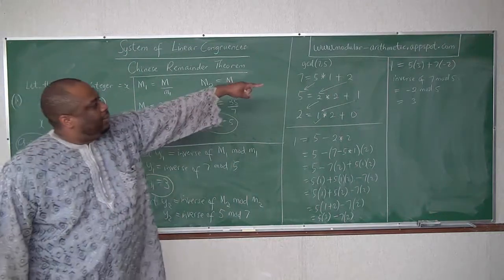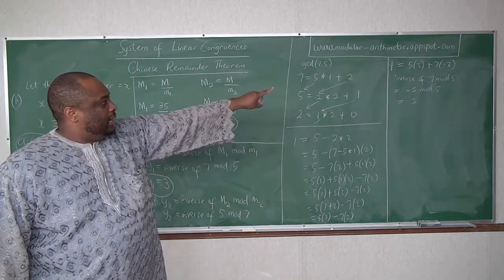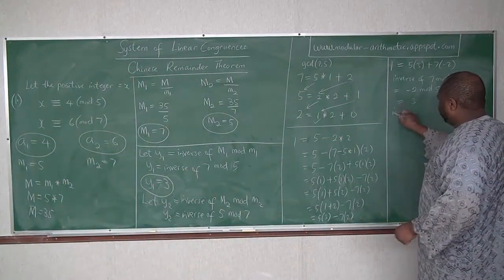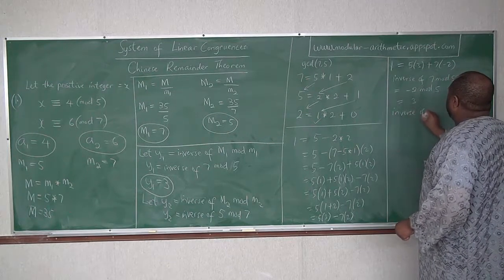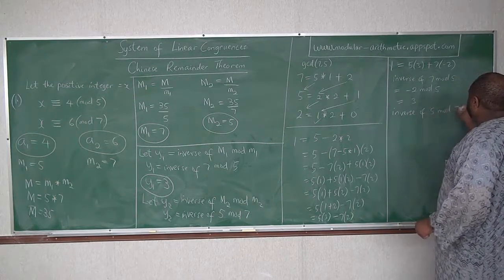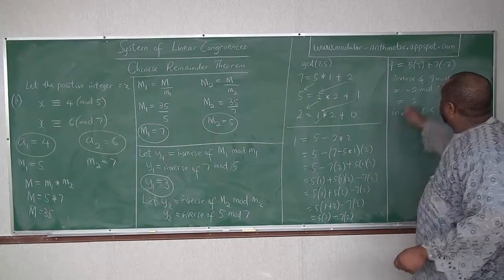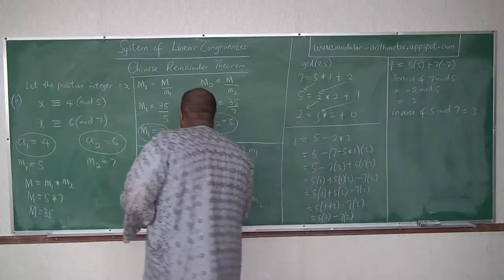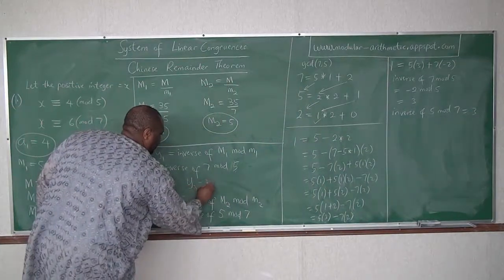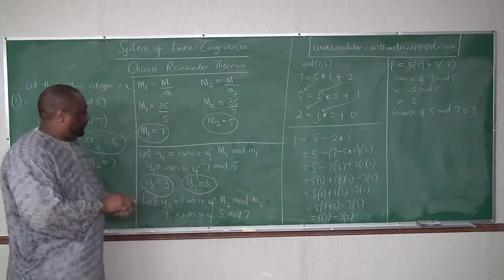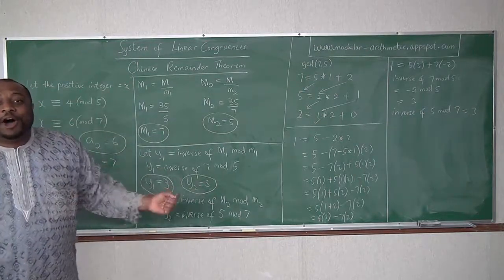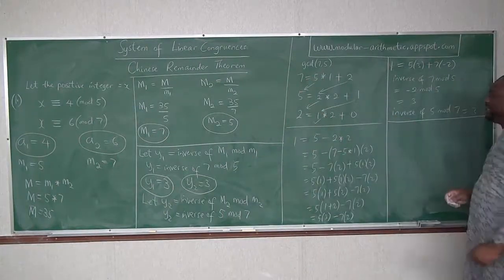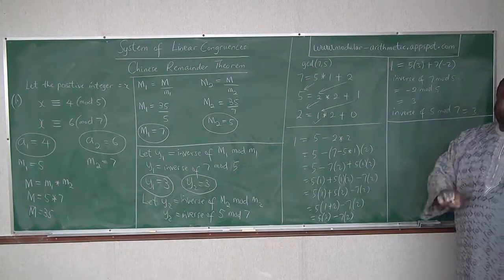And we can see it right here already. Inverse of 5 mod 7 is 3. Is this 3 also? So our y2 is 3. Alright. We are almost done now. So this is the Chinese remainder theorem.